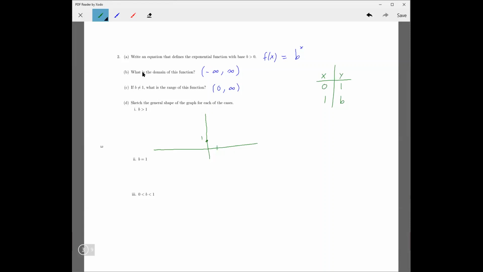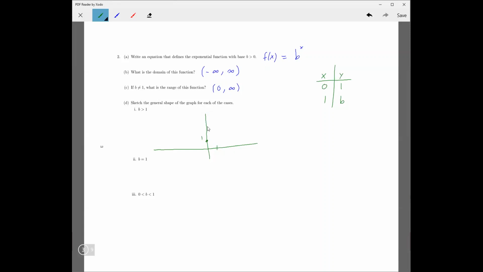Yeah, well, even if b is not equal to 1, the domain goes from negative infinity to infinity. The domain includes 1, because the domain is the x values. It's not the b values, it's x values. Okay, so x can be anything.